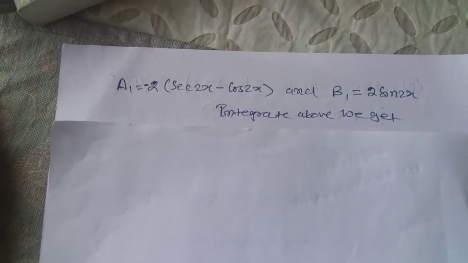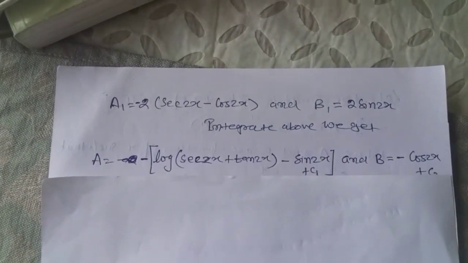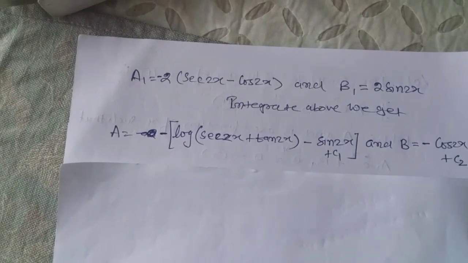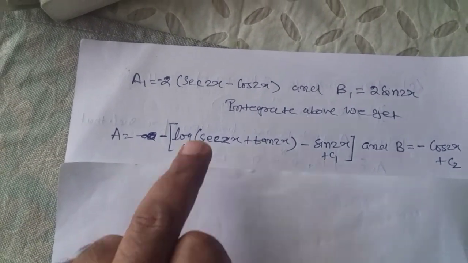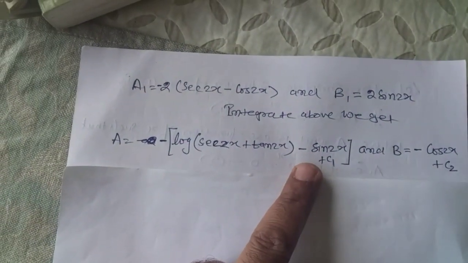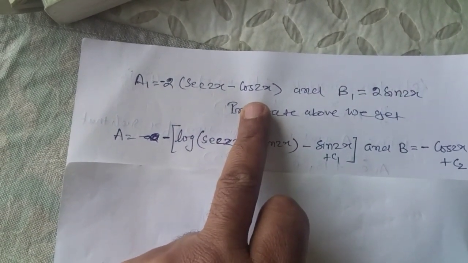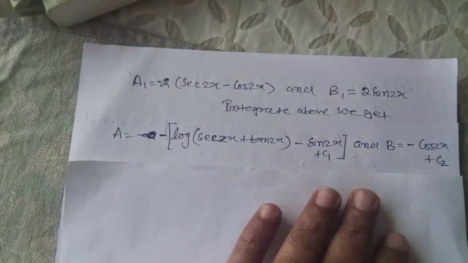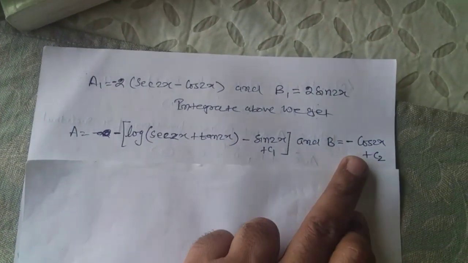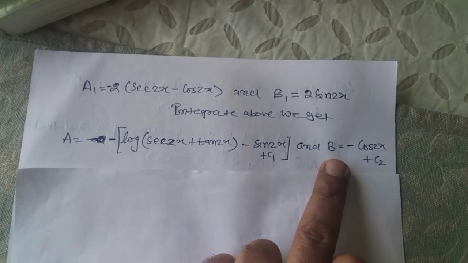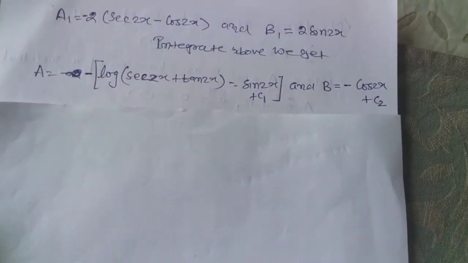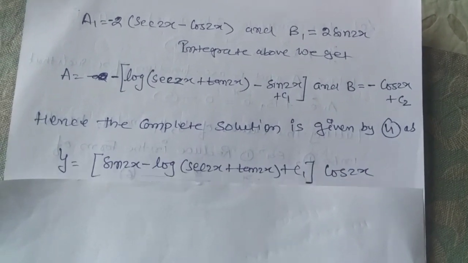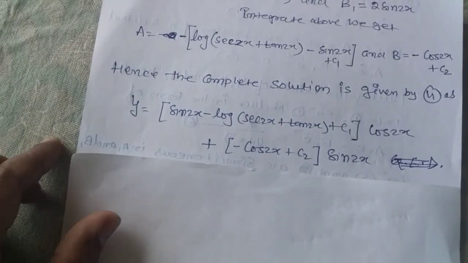Now integrating A1 and B1 we get the values of A and B. So integrating A1 we get A as minus, whole multiplied by log of sec 2x plus tan 2x, the integration of sec 2x, and the integration of cos 2x is sin 2x by 2, the constant is cancelled by 2, and B is minus cos 2x by 2, 2 cancels, so B is minus cos 2x plus C2, the constant of integration. Putting these values of A and B in equation 4, we get the desired solution.